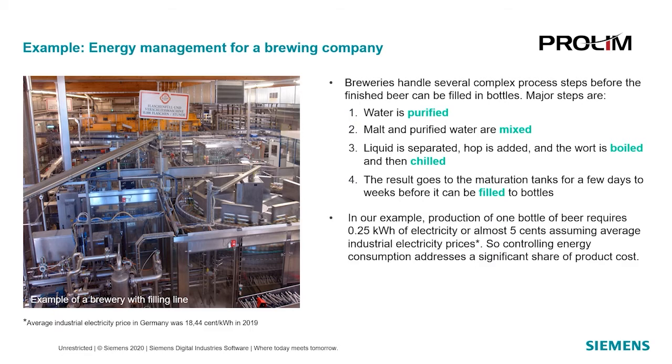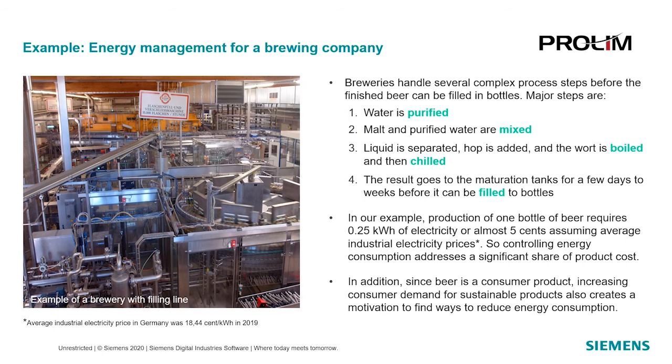bottles. In our example, production of 1 bottle of beer requires 1/4 kilowatt-hour of electricity, or almost 5 cents, assuming average industrial electricity prices. So controlling energy consumption addresses a significant share of product cost. In addition, since beer is a consumer product, increasing consumer demand for sustainable products also creates a motivation to find ways to reduce energy consumption.